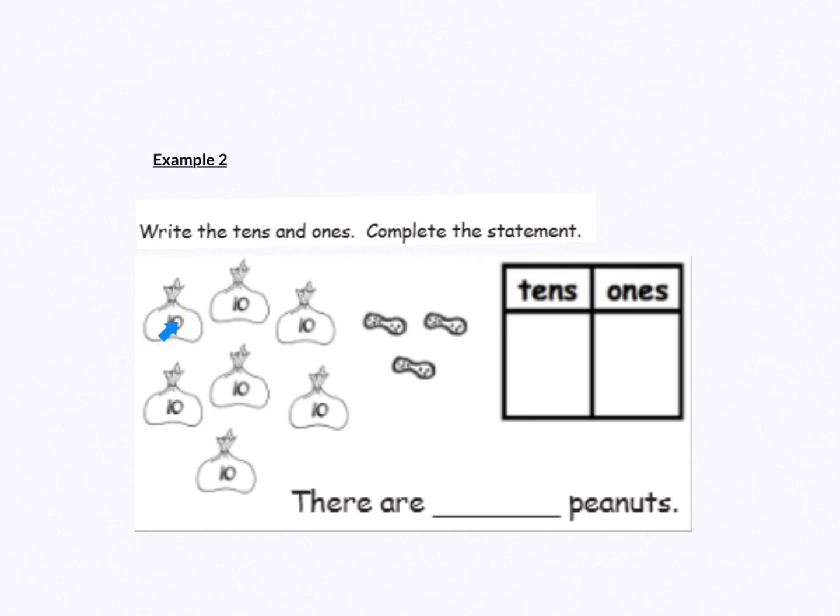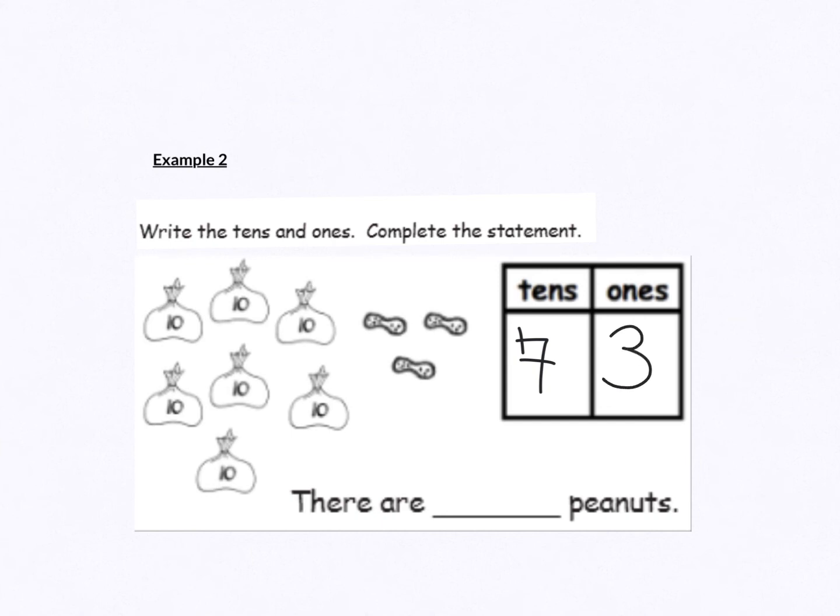So let's count them. 1, 2, 3, 4, 5, 6, 7. There are 7 bags of peanuts, so we're going to put that in our tens spot. Now let's look at our peanuts all by themselves. There are 1, 2, 3. So we're going to put that in our ones spot.